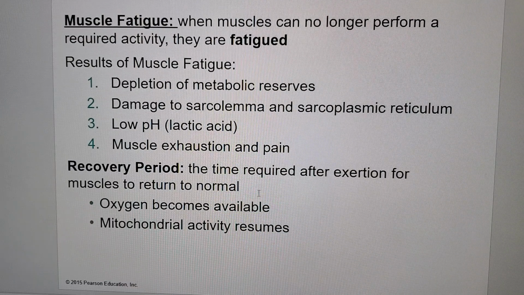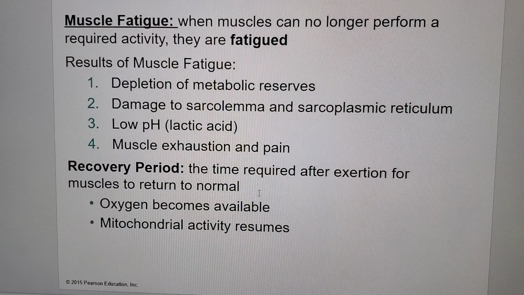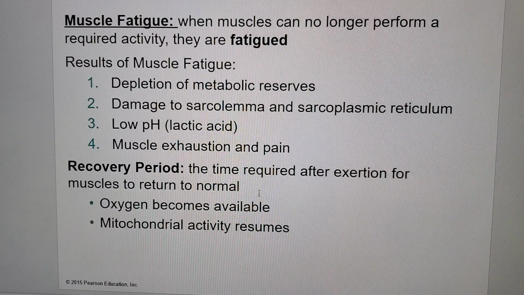What is muscle fatigue? Well, that's when muscles cannot work anymore. They can't function like they need to anymore. Why does this happen? Maybe the metabolic reserves are depleted. They're gone. Maybe the sarcolemma and the sarcoplasmic reticulum have been damaged. The lactic acid buildup may have caused too low of a pH. And the result is going to be muscle exhaustion and pain, along with the inability to perform the required activity. Muscle fatigue.